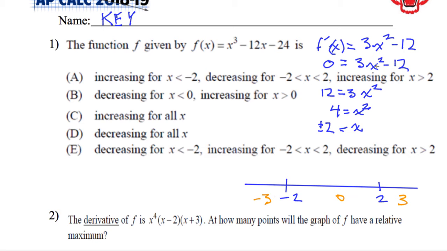When I test negative 3, plugging in for here, I'm going to get a positive number, and that's going to override this one. So I'm going to get a positive, which means we're increasing. Over here, we're going to get a negative, which means we're decreasing. And over here, we're going to get a positive, which means we are increasing. Now we're choosing the correct interval. So it says increasing for x is less than negative 2. That's true. Decreasing between the interval and increasing for x is greater than 2. Correct answer is A. Questions about number 1?